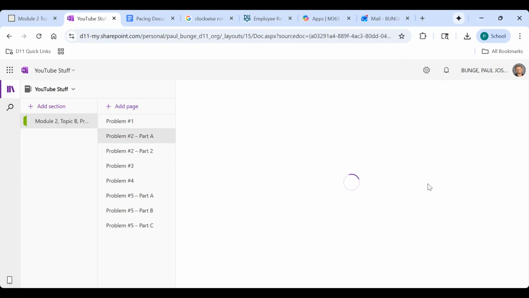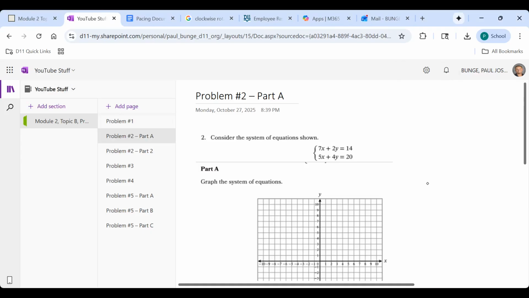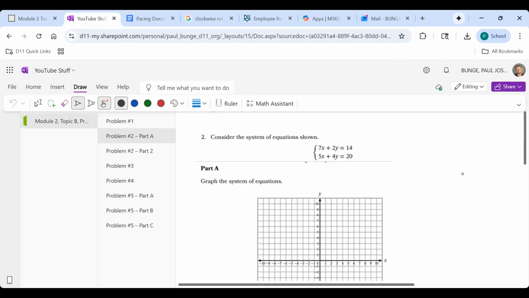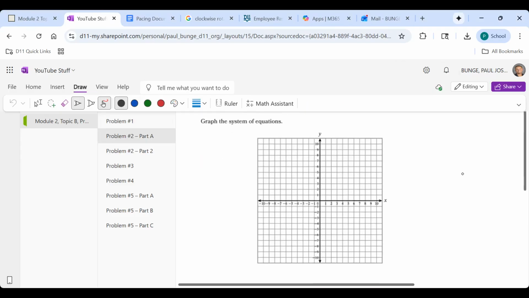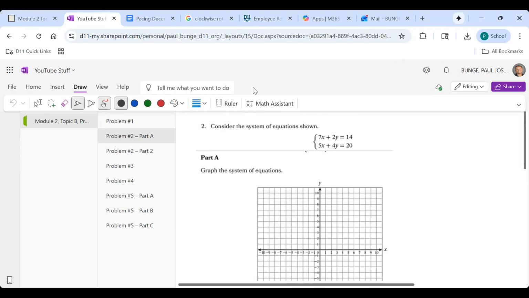Okay, now we're going to move on to problem number 2. There are 2 parts on this, so it will take a little bit of time. Notice how I've got the system here and just the graph. So in order to know what we need to graph, we need to solve for each one of these equations.